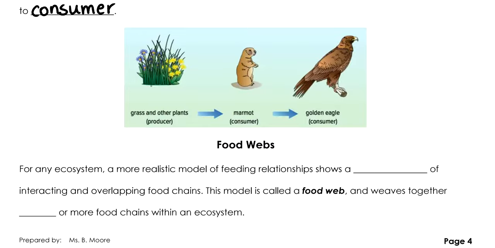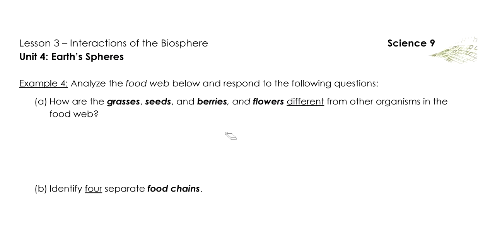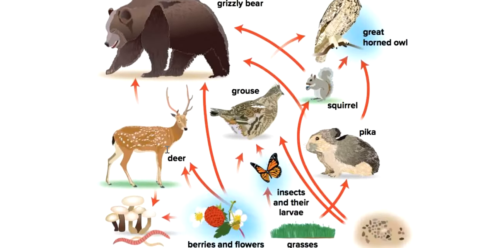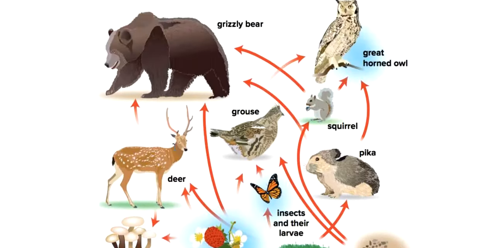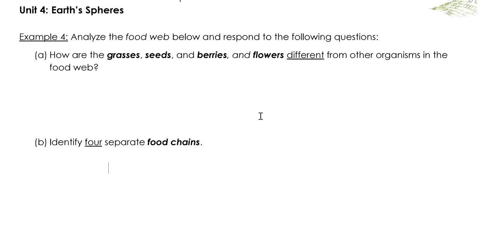For any ecosystem, a more realistic model of feeding relationships shows a network of interacting and overlapping food chains. This is called a food web, and it weaves together at least two food chains to show how an ecosystem functions as a whole. Let's practice analyzing a food web in example 4, which gives us a basic mountain ecosystem from the producer to the highest level consumer. And we're supposed to identify how the grasses, seeds, berries, and flowers are different from the other organisms and identify 4 separate food chains within this web.